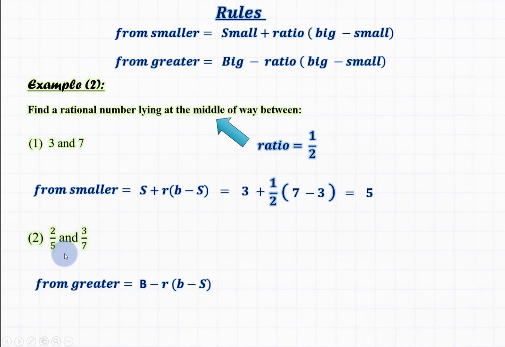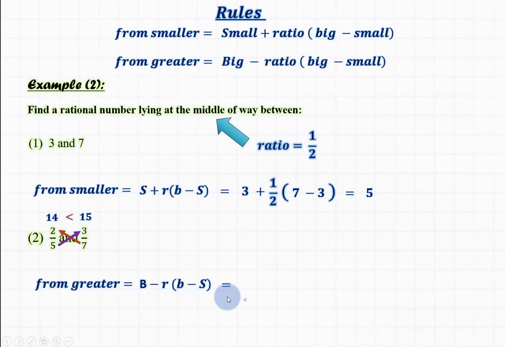The big number first, we find the big number, we make cross multiplication. 7 multiplied by 2 equals 14 and 5 times 3 equals 15. Then the fraction 3 over 7 is greater than 2 over 5.